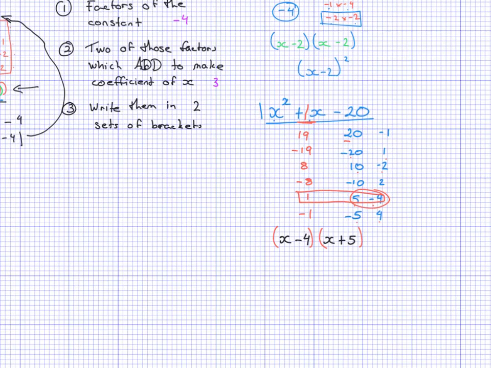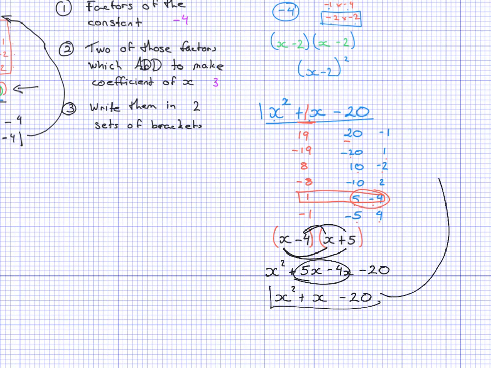If we wanted to double-check our answer, we would expand out the brackets. So x times x is x squared. x times 5 is 5x, minus 4 times x is minus 4x, and minus 4 times 5 is minus 20. Combine the two middle terms, you can see that that transforms into an x, and at the start was x squared plus x minus 20. All right, so this is what we began with, which means that our work has been done correctly. These are the factors of this trinomial.